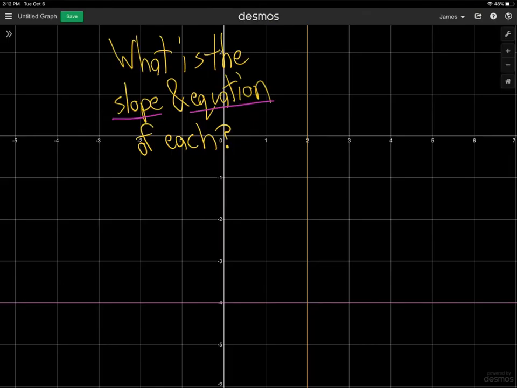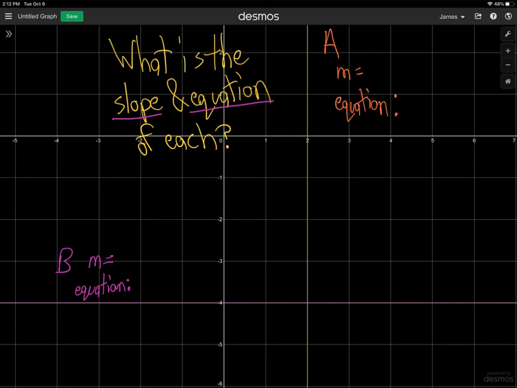All right, last one. What is the slope and equation of each of those two lines? Go. All right, if you're back, just filling this in real quick. Let's see how you did.